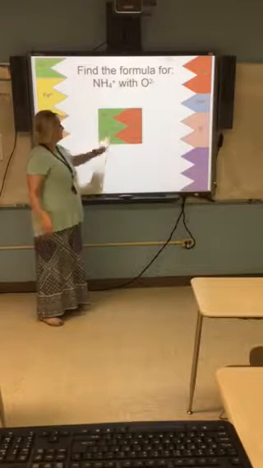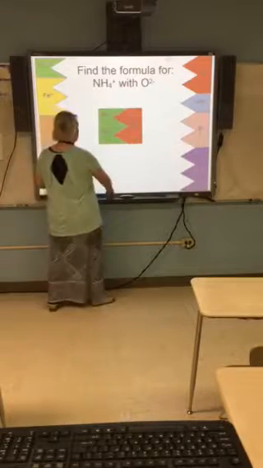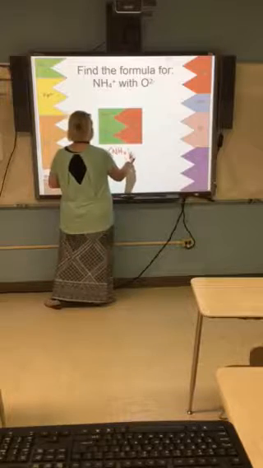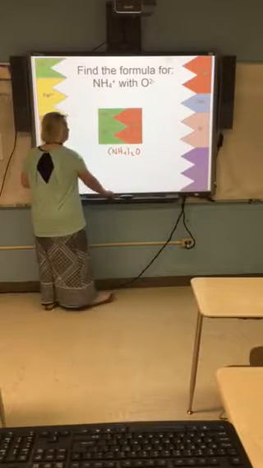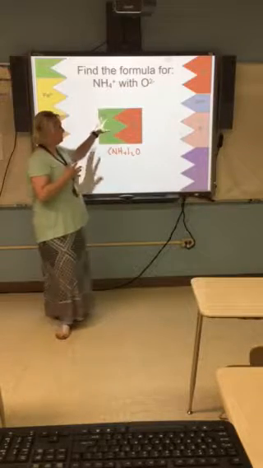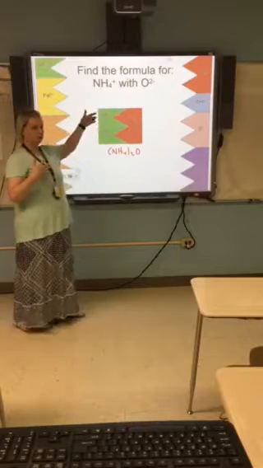So then I would ask the volunteer to actually write the formula, and we know that that would be (NH4)2O. I really like drag and drop because this gives the students a visual of how they need to go about writing the formulas.